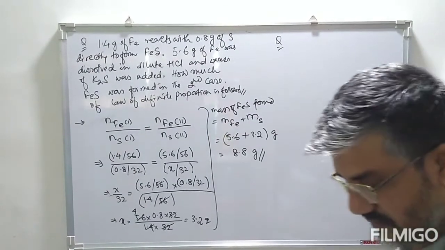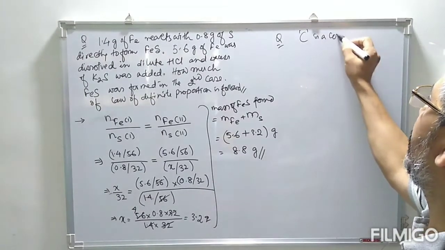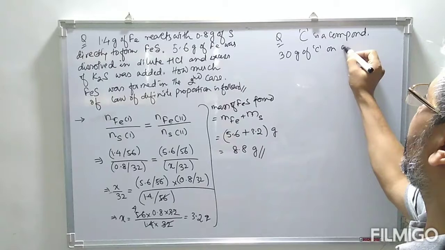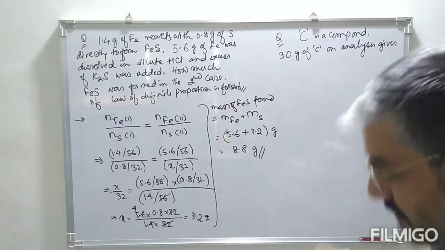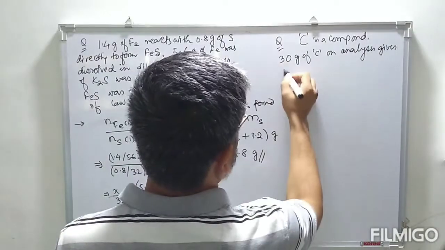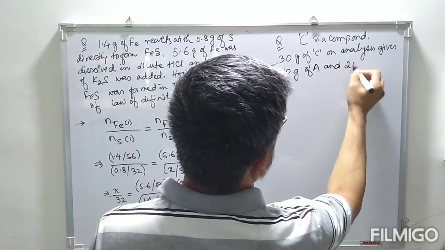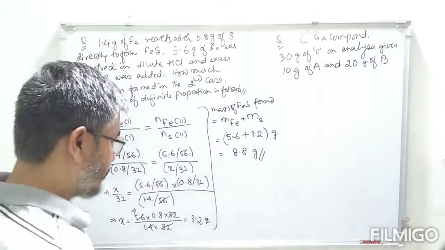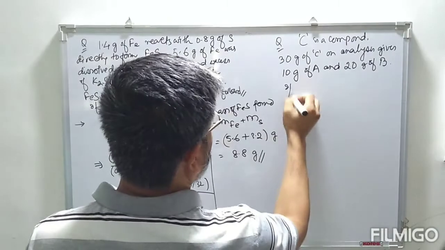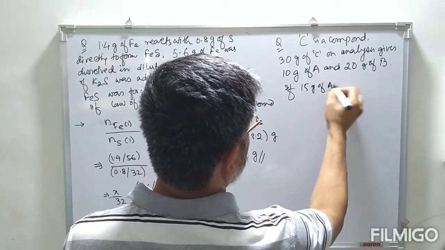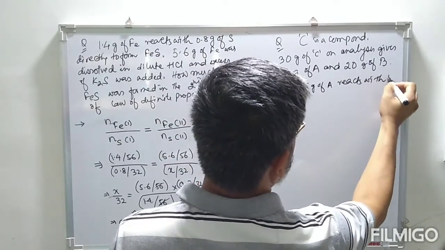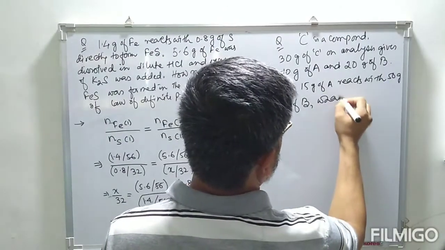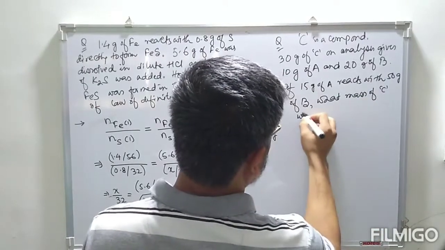So this question says C is a compound. 30 gram of this compound C on analysis gives 10 gram of A and 20 gram of B. That means C is formed by a combination of A and B. If 15 gram of A reacts with 50 gram of B, what mass of C will be formed?